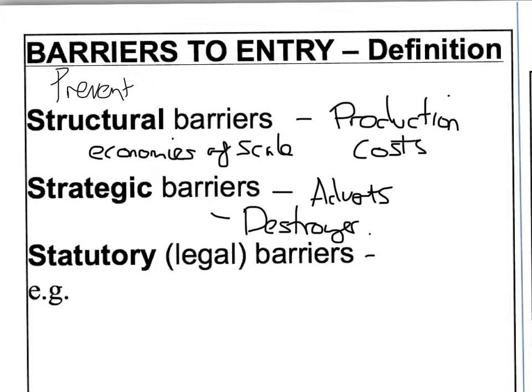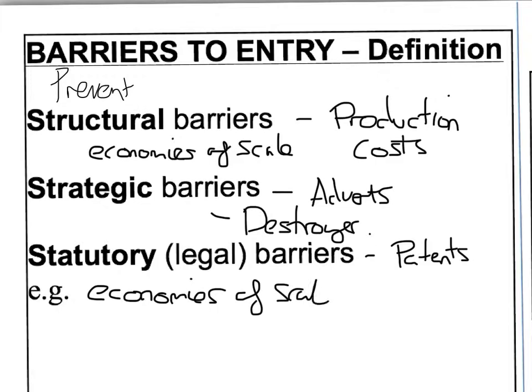And the third one is a nice easy one. These are legal barriers. These are things like patents. So if someone's got a patent on a product, no one else can copy it, so therefore they've got a barrier to entry there. But just nice easy examples of generic barriers to entry are economies of scale. I suppose you could say that's a structural one.